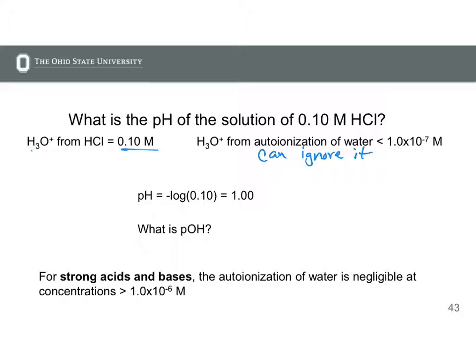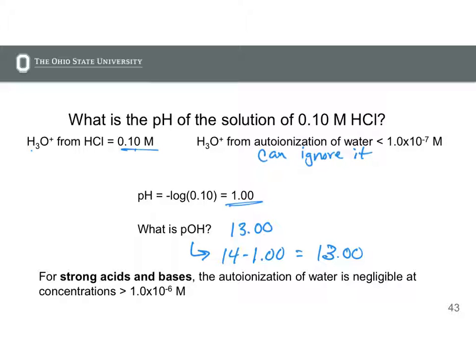Okay, so we can calculate the pH. pH is equal to minus the log of 0.1 from the HCl, and equals 1. Okay. So what's the pOH? 13. So this is 14 minus 1, which is 13. This can give us back our OH- concentration.